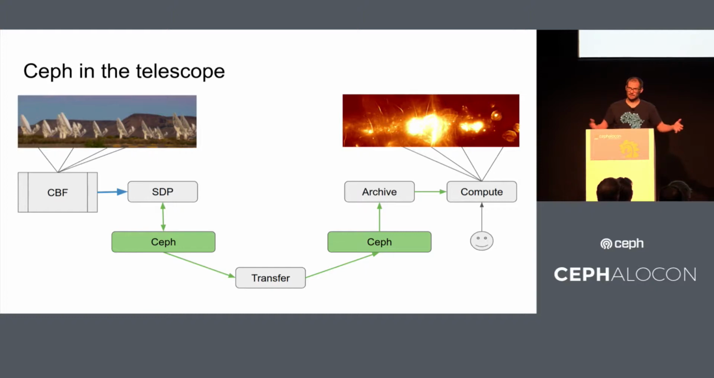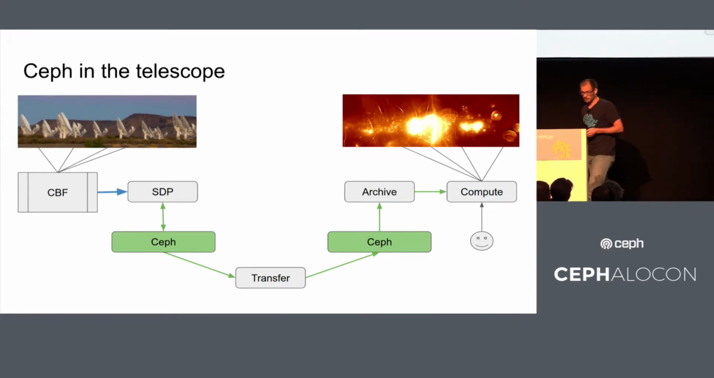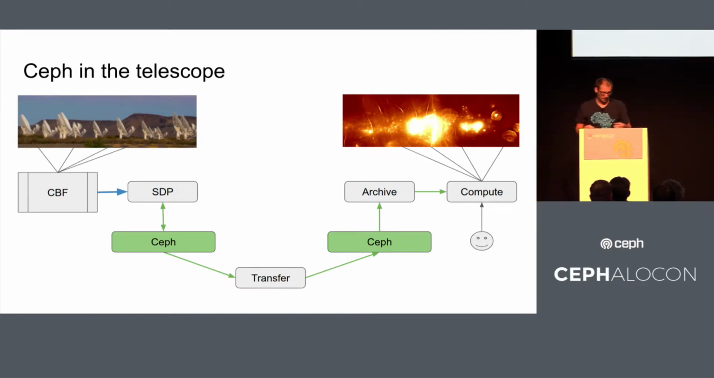So like I said, the data flows from each of these dishes into our correlator, and out of the correlator comes a scientific worthy stream of data. Before then, it's basically signals, and it needs to be correlated and filtered. What we then do is, on this side, we have our site in the Karoo, and on that side, we have the site in Cape Town. And in between is our transfer processing.